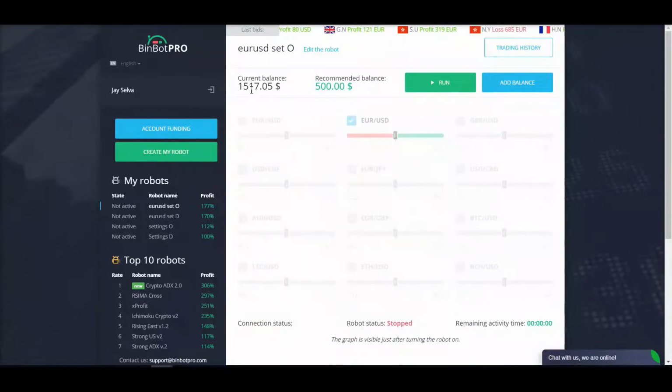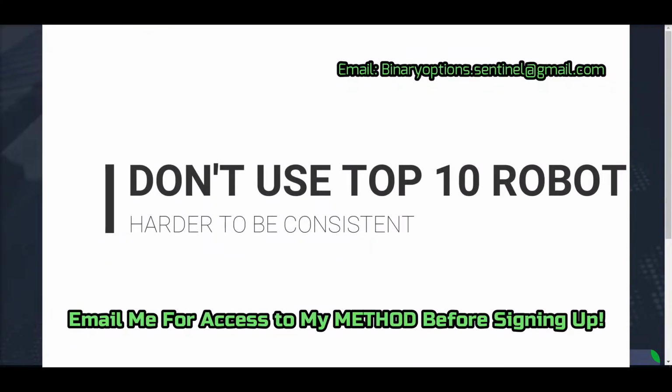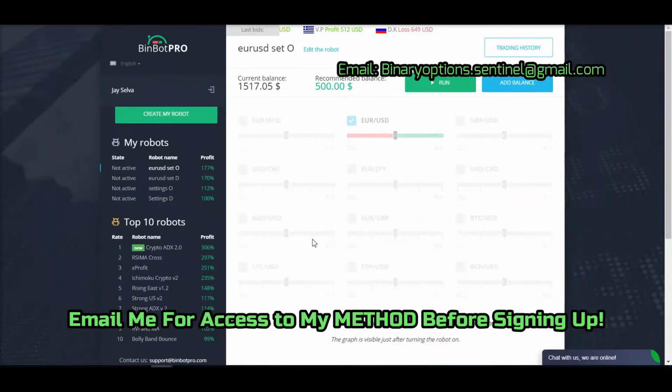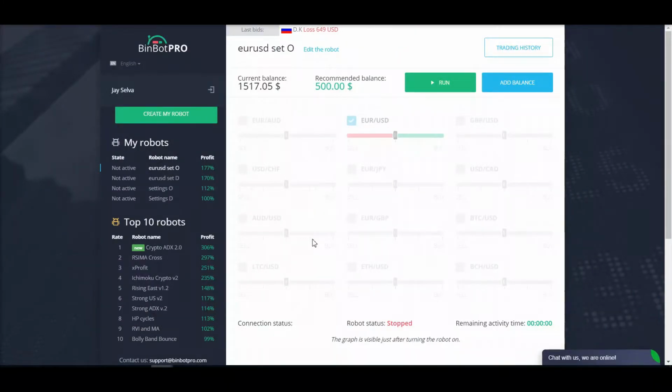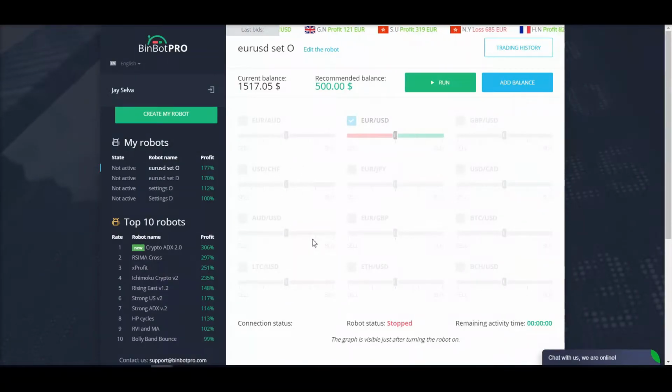So I found out that in order to achieve some level of consistency, I have got to use my own settings instead of using the top 10 trading robot right here. The reason is the top 10 trading robot changes its behavior quite frequently, so I can't be consistent throughout my trade. Through testing my own settings, I can pinpoint areas of the charts where there is a high chance of success. So as a user, I can't expect to turn on Binbot Pro at any second of the day and expect to have long-term consistency. It is very true for any trading robot or any trading strategy.